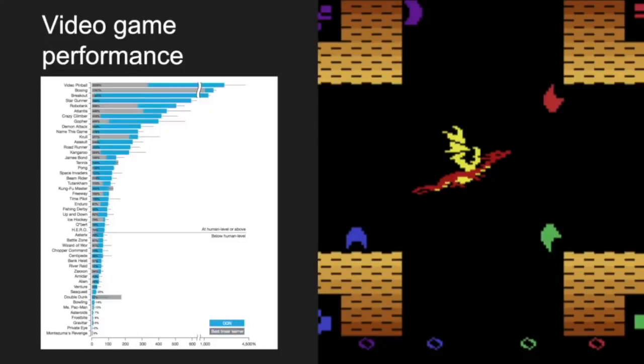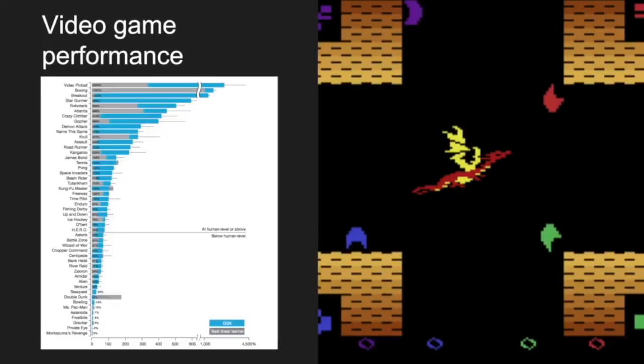After doing that for long enough, it learned the patterns that let it choose the right thing to do. And in 29 of these 49 games, it did at or above human expert level play. And that was super impressive.